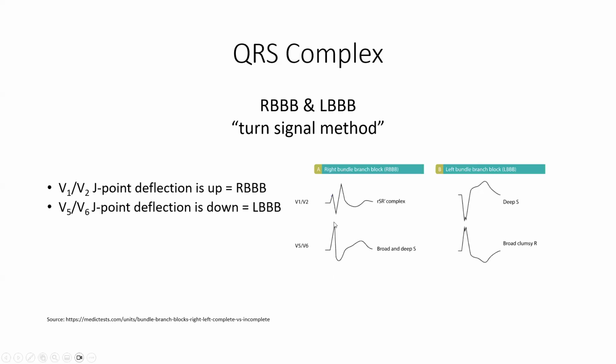When I was a somewhat new nurse, I was taught the turn signal method. So with your left hand or your left arm, if that first inflection is going up, then you're turning to the right, that's a right bundle branch block. And if that first deflection is going down, then you're turning left. It's a left bundle branch block.